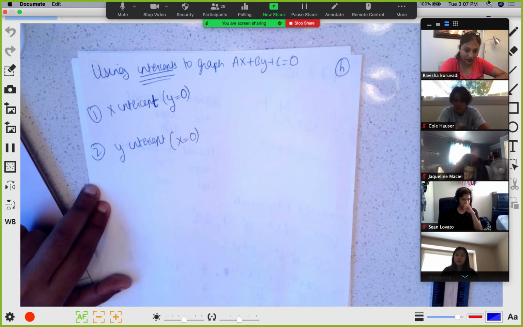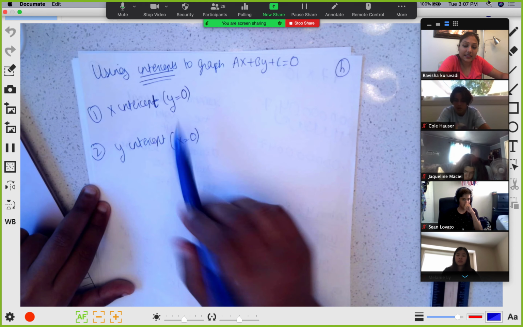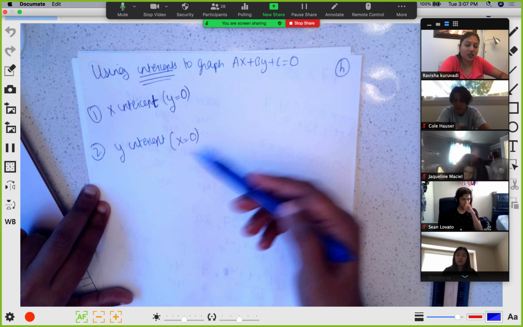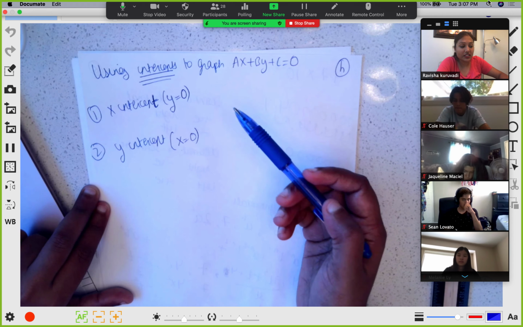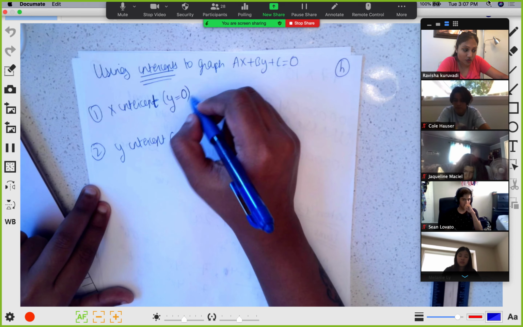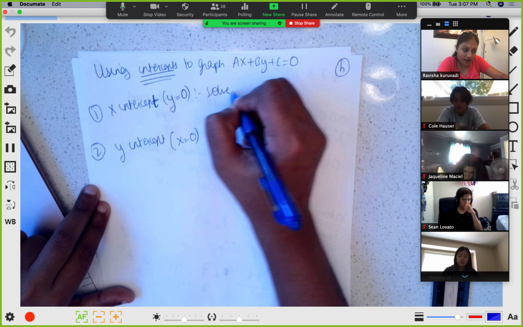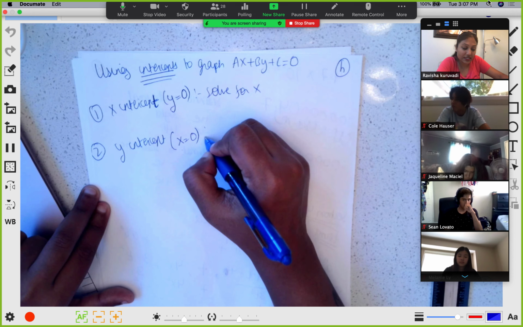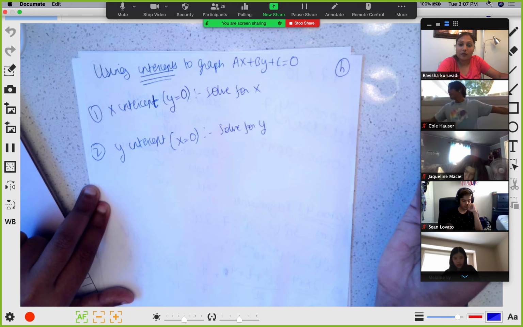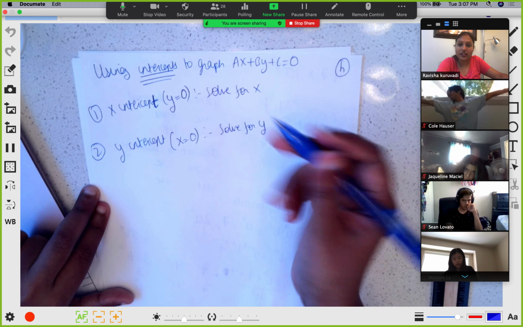Okay. So the x-intercept is basically where it cuts the x-axis, and the y-intercept is where it cuts the y-axis. So you find these 2 points. For the x-intercept, put y equal to 0 and solve for x. And for the y-intercept, put x equal to 0 and solve for y. Plot those 2 points and join them.